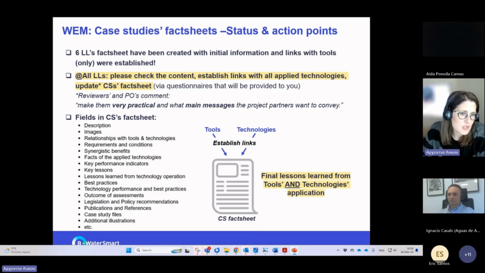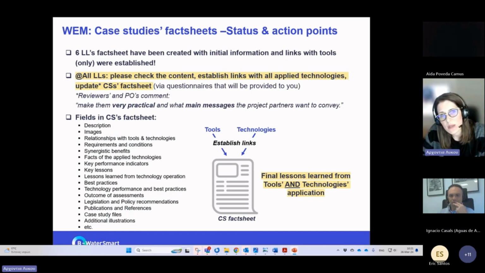Now, just to give you a better idea, those are the fields and the type of information that is requested in the case study fact sheet, which has to do with the description, some images, establishing the links with the technologies and the tools, giving information about the requirements and conditions that are necessary in order to implement a technology or a tool, the synergistic benefits that come along from different technologies or tools, some facts about the applied technologies, KPIs, lessons learned, and information.